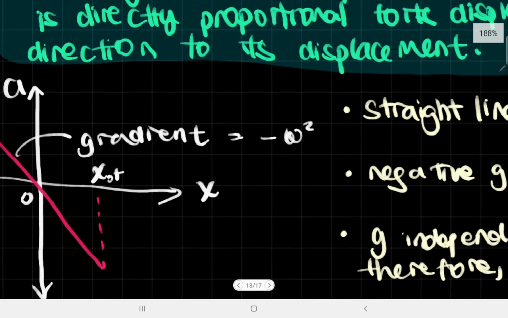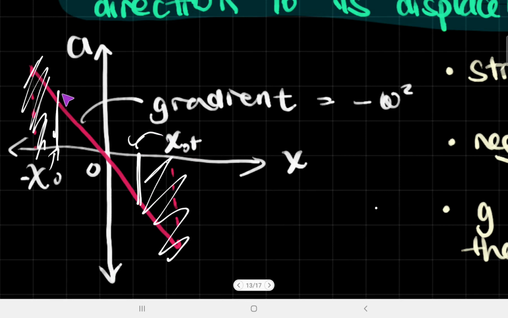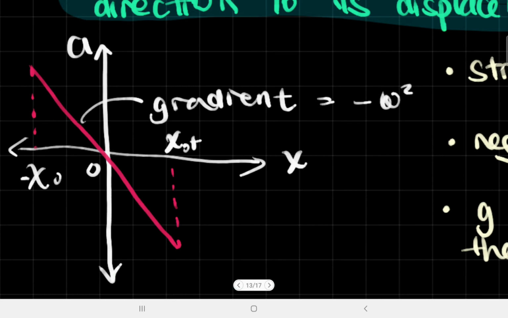What does that mean? Well, let's say this is the amplitude, x0 and minus x0. Even if the amplitude was much smaller, let's say the graph ended here because the amplitude was so small, and it was much smaller, that was here, and this was reduced to here, the gradient of this graph will still be the same. What does this tell us?